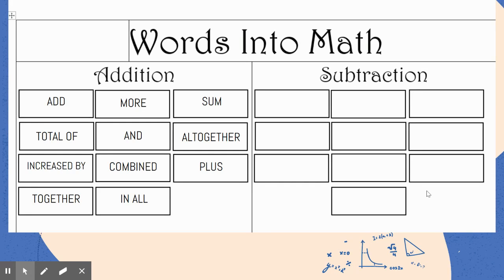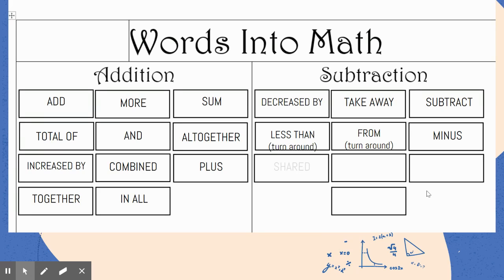For subtraction, we have decreased by, take away, subtract, less than, which is a turnaround phrase, and we'll talk about that soon. From, another turnaround phrase. Minus, shared, difference, fewer, and gave. Now, shared is going to indicate another operation, so it really depends on the situation here. So shared would mean subtraction if it was like, I had 2 pencils and I shared one with Bob. Okay, that would be subtraction.